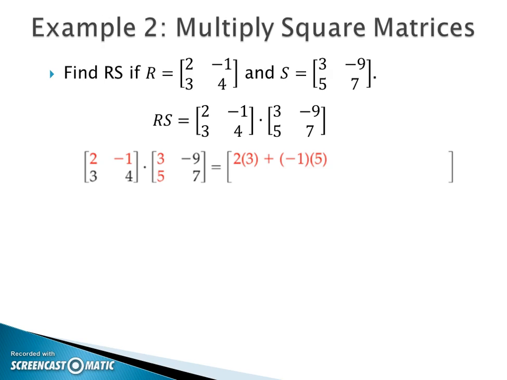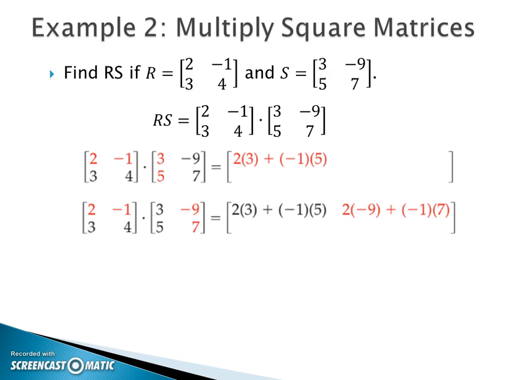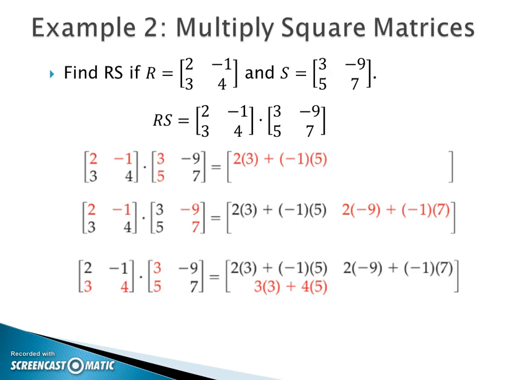Step 2, we're going to multiply the numbers in the first row of R by the numbers in the second column of S, and add the products. We're going to put that result in the first row, second column of RS. So we're doing 2 times negative 9 plus negative 1 times 7. Step 3, we're going to multiply the numbers in the second row of R by the numbers in the first column of S. Then we're going to add the products and put the result in the second row, first column of RS. 3 times 3 plus 4 times 5.